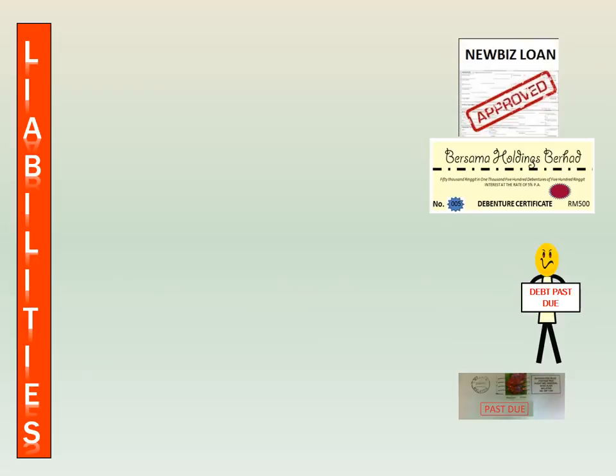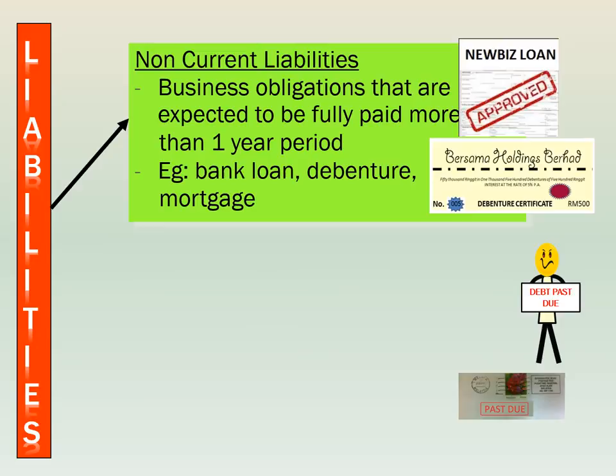And the liabilities. We have discussed the assets, now we go to the liabilities. Liabilities also have two categories. The first one we call non-current liabilities. Remember, liabilities is something we owe to other people. When we owe to other people, we need to pay. There are due dates for something that you owe to other people. Then non-current liabilities are our obligations that are expected to be fully paid in more than 1 year.